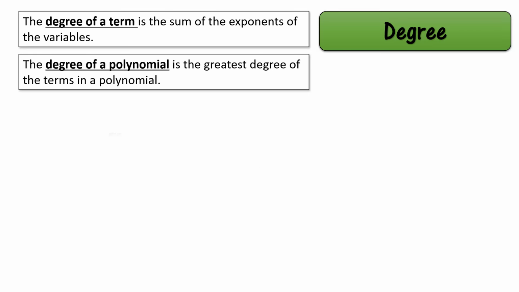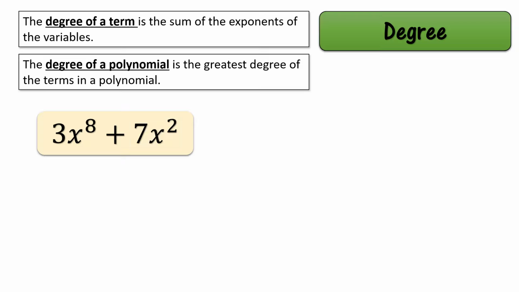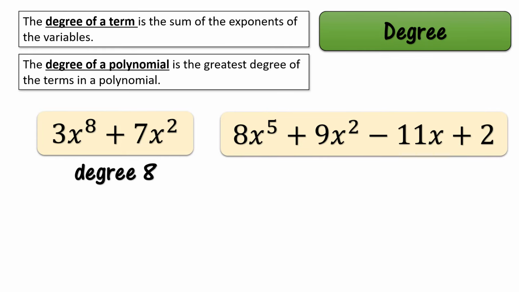Here's an example. What's the degree of this binomial? Well, I can see that the degree of the first term is 8, and the degree of the second term is 2. The greatest degree is 8, so this binomial is degree 8. I'll give you one more example before we begin classifying by degree. Take a look at this polynomial. The term with the highest degree is the first term, so the degree of this polynomial is 5.